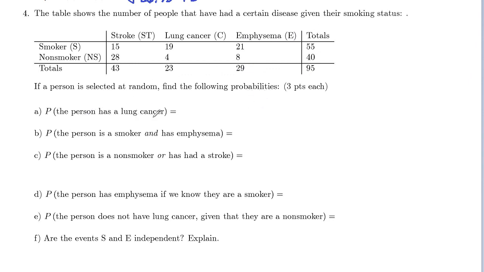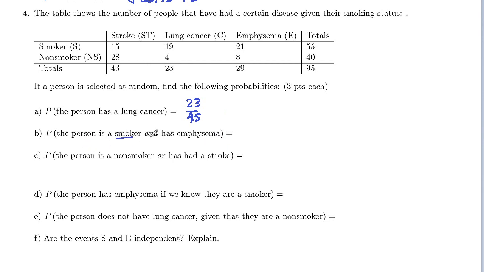So the person has lung cancer. There's no given condition here, so it's desired out of total. The total is 95. The number that have lung cancer is 23. So 23 that have lung cancer out of 95 total. Don't need to change it to a decimal, don't need to reduce.